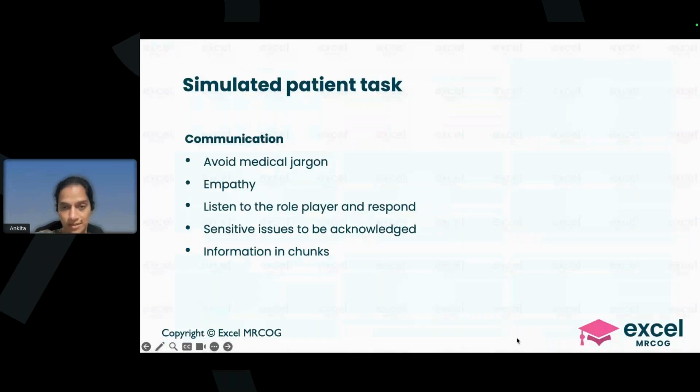Then information has to be given in chunks, particularly in a station like maternal medicine, sickle cell, for example. You have to tell her information in bits. Don't just go like an express train from beginning to end because you have to finish in 10 minutes. You say, okay, so this is your condition.